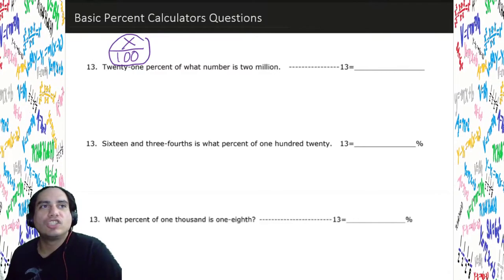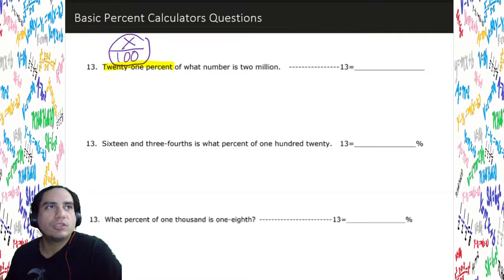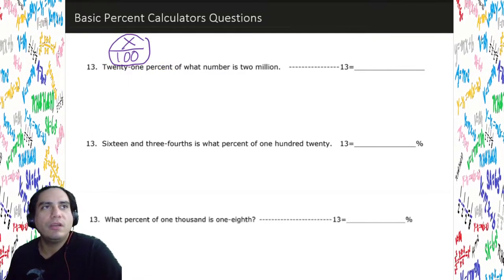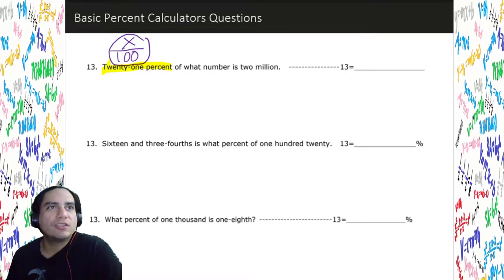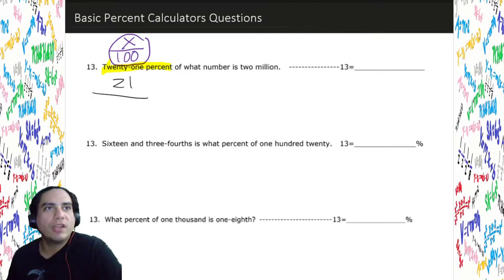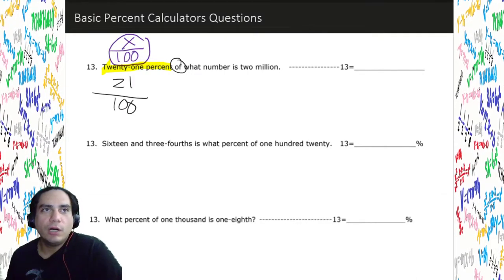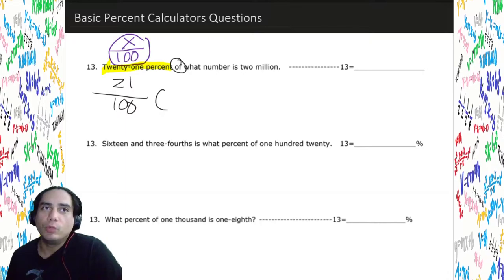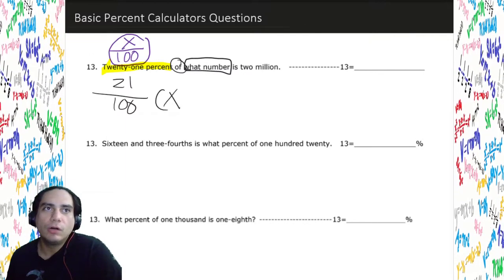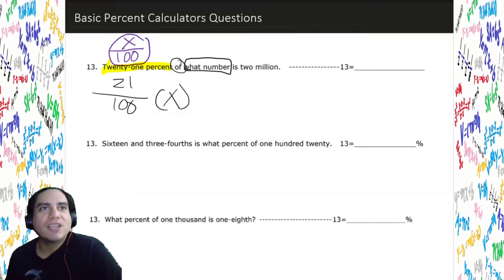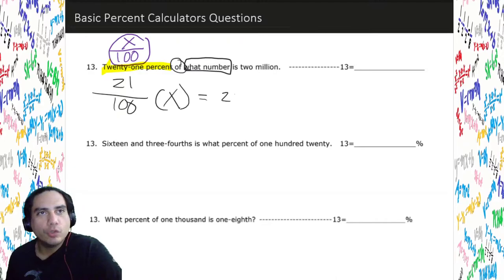First things first, number 13, 21%. We can write 21% as 21 out of 100. Now we have this word "of." Of means we're going to multiply, but we do not know the number we're multiplying by. Of what number? Well, 21 out of 100 times x is going to equal 2 million.